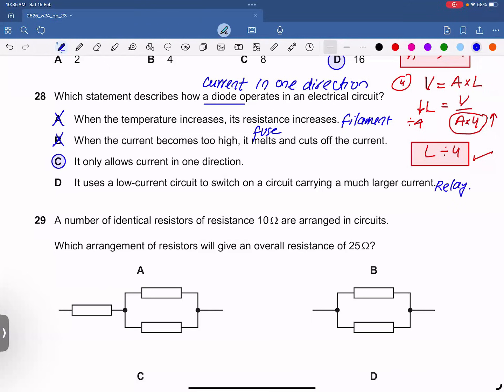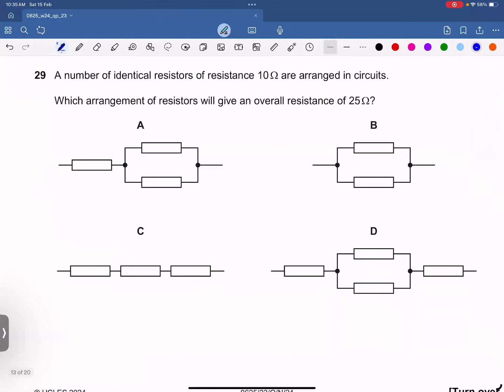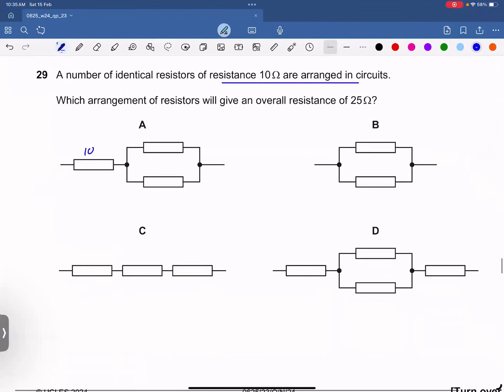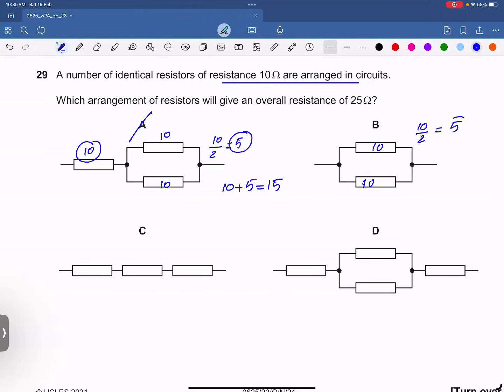We proceed to question number 29. The number of identical resistors, each of 10 ohm, are arranged. Which arrangement gives you overall 25? Let's do it. 10, 10, 10. Parallel will be, since they are identical, 10 over 2, which is 5. So total will be 10 plus 5, 15. We need 25. These two are just parallel, identical, 10 with 10, so their combined will be 10 over 2, which is 5. Also a wrong option. C: 10, 10, 10 in series, we just add the resistors. So if you add, it is 30.